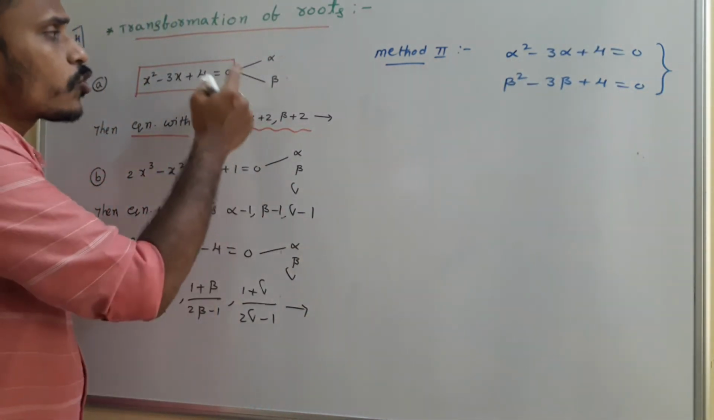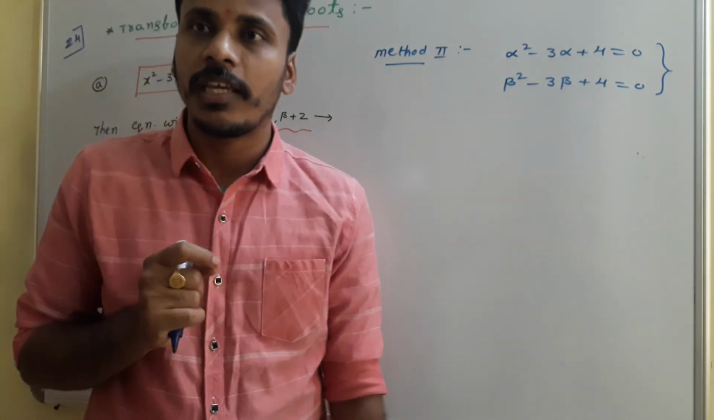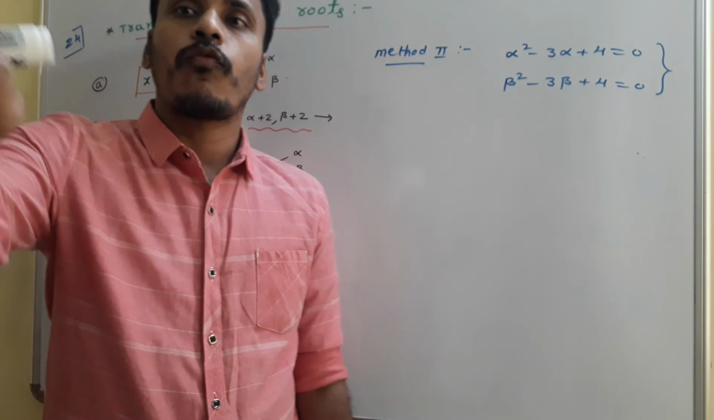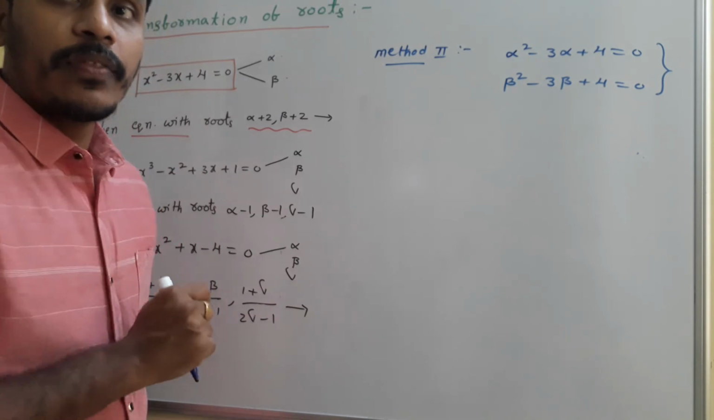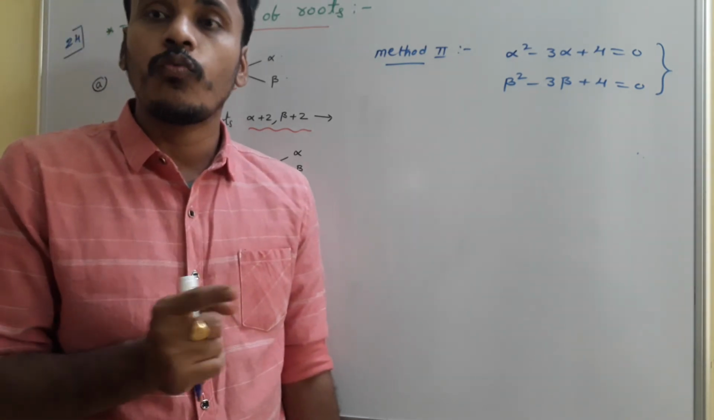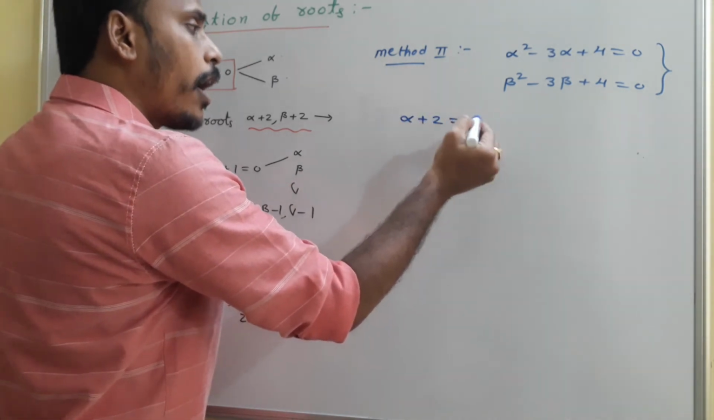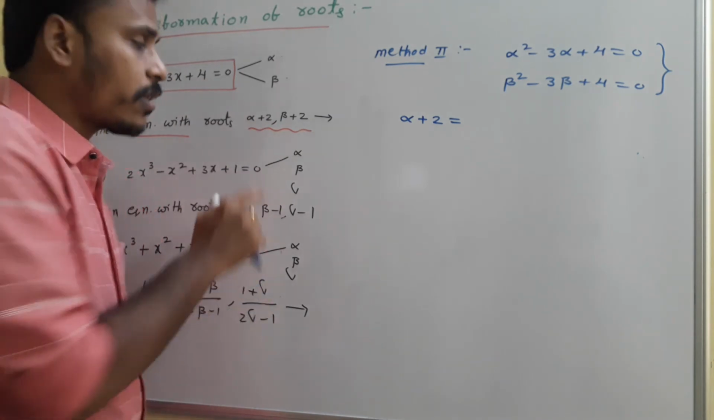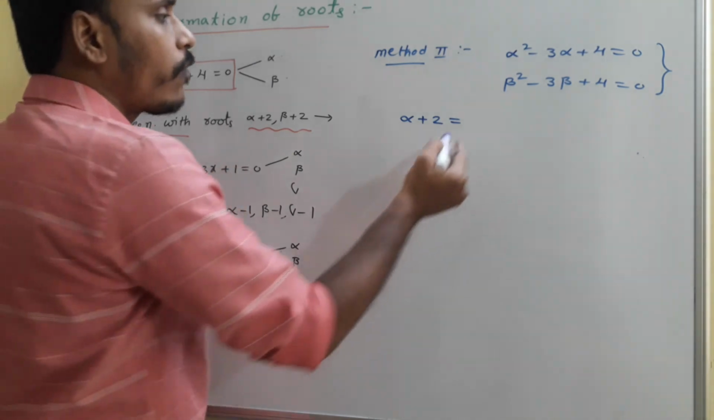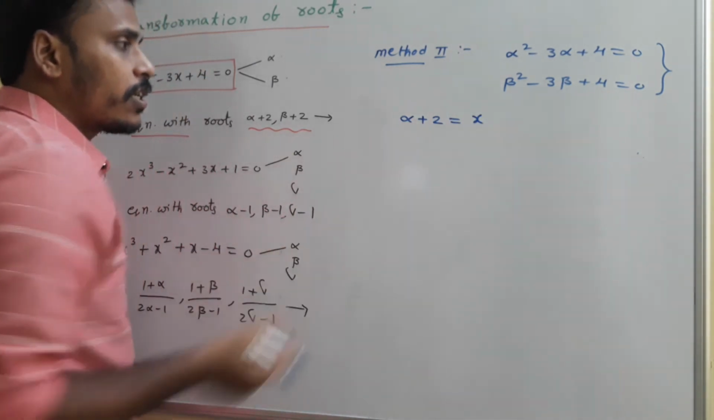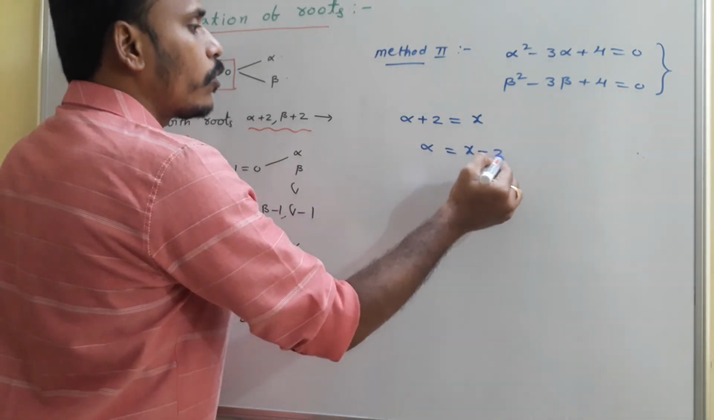Since these two are the roots, these two will satisfy the equation. So root in the sense root will satisfy the given equation. Now our target is to find the equation having alpha plus 2 and beta plus 2 as roots. And that in the sense alpha plus 2 and beta plus 2 will satisfy the equation. These two are symmetrical, in the sense these two are in the same format. Since these two are in the same format, you just start with alpha plus 2 or with beta plus 2, that's up to you. Just take alpha plus 2 is equals to x. Since alpha plus 2 is equals to x, alpha is equals to x minus 2.